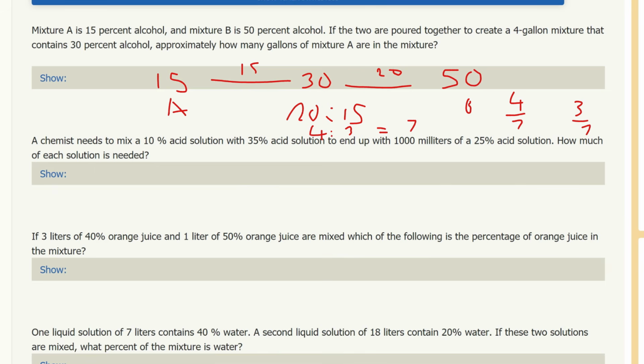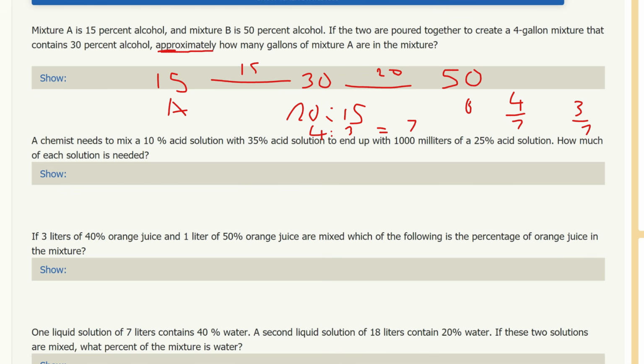Now, I may need a calculator here, but mixture A is 4/7 of 4. I'll quickly use an off-screen calculator to work that out. But 4 divided by 7 times by 4 gives us 2.29 gallons was mixture A. And it's done. That's it. Underlining here the word approximately, of course, we would round this, but that's the answer. Okay, let's do the next one.